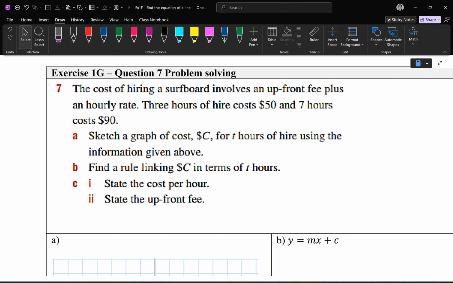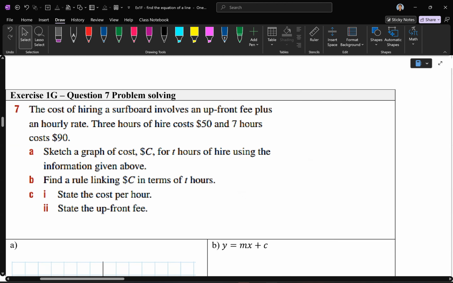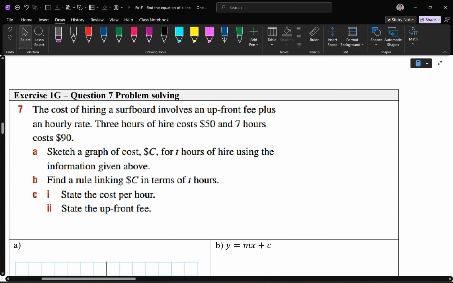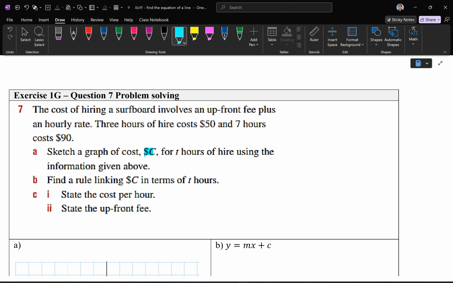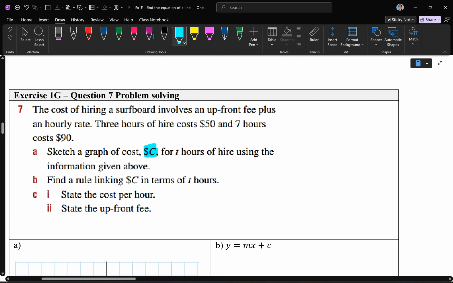Yeah, you're going to model this. Now this particular person hired it for 3 hours. It costs $50. This person hired it for 7 hours, and it's $90. So what is the rate per hour, and what is the cost upfront? That's what we're trying to figure out, right? So for part A, we need to first model this. Let's say C is the cost and T is the hours.